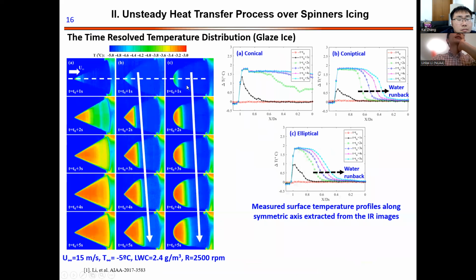If I extract the temperature difference at various times, we can find that for the conical, the surface temperature changes significantly to a very uniform distribution. However, for the conical and the elliptical, the temperature changes gradually. As time grows, the temperature increases gradually, which means we can find the water run back on these two kinds of spinner, and this can help us to better understand why there are ice accretions at the downstream of the conical and elliptical spinner.